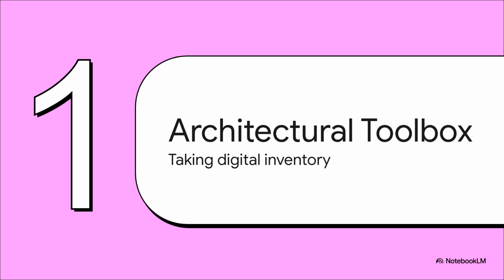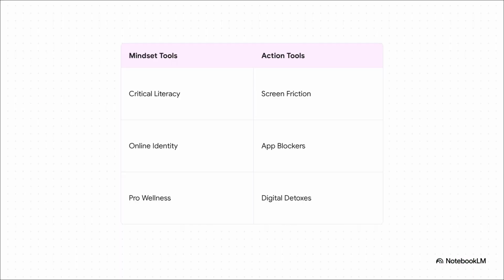This is all about taking inventory of your digital wellness skills. Think of your toolbox in two distinct parts. First, you have your mindset tools. This includes things like critical media literacy, which is essentially your ability to spot when an app is deliberately trying to manipulate your attention. It also covers how you manage your online identity and your professional digital wellness. That's your internal framework. But an architect needs a hammer too, right?